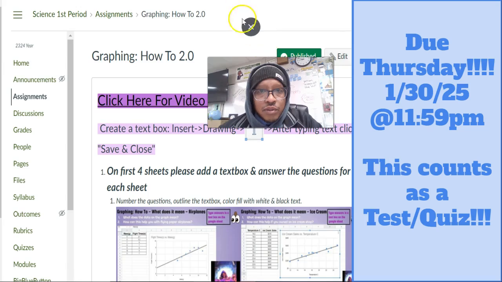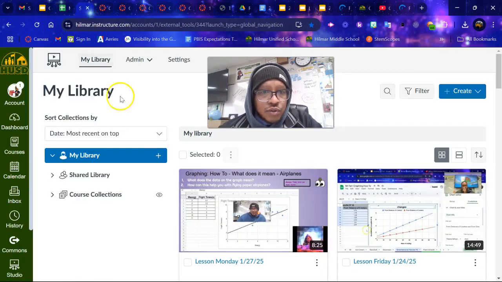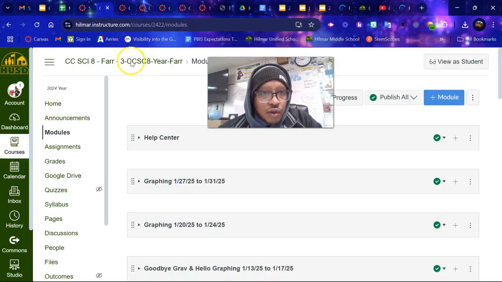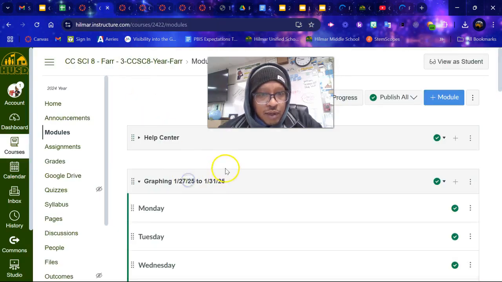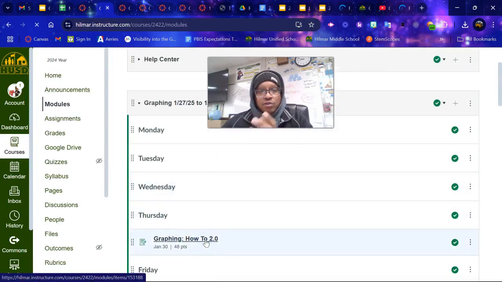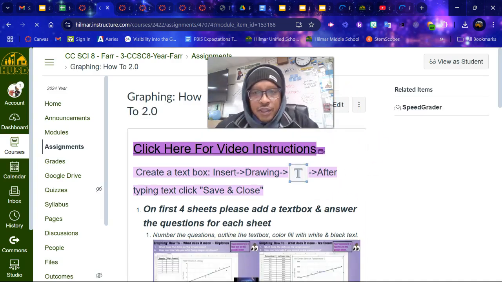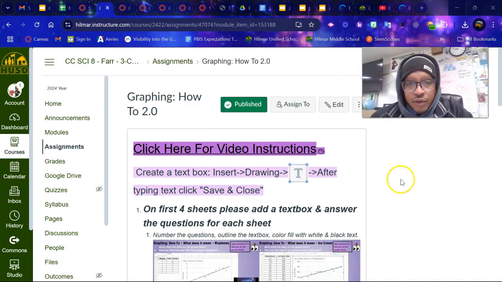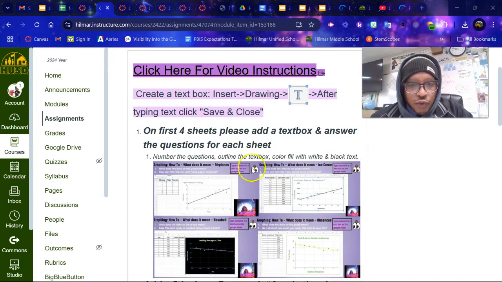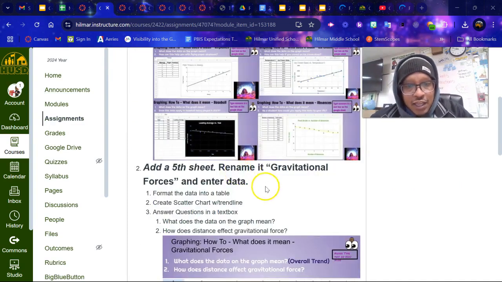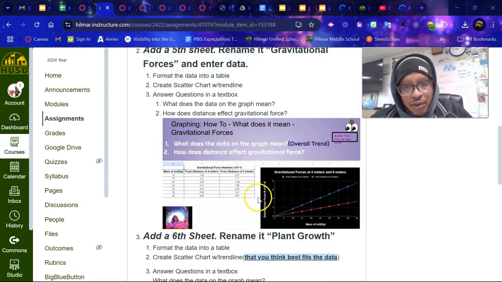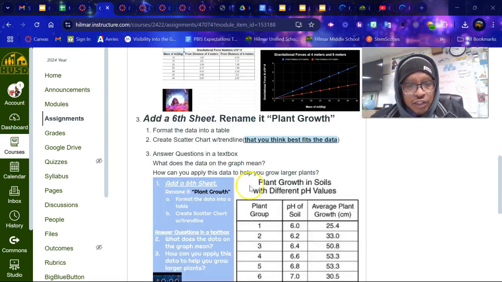Let's go ahead and look at this assignment inside of modules. So we'll go there, not there, here, and it should be in modules. It should be here on Thursday because that's when it's due. And let's just look through this assignment real quick. So if you look, you've got the first 4 graphs, and we've already gone over those in class. You should have the text box on those. Then you have the 5th graph right here, right? And that's the 5th sheet, and that's the one we just talked about. And then the 6th sheet, and that's also the one we just talked about. So you should have all of those.